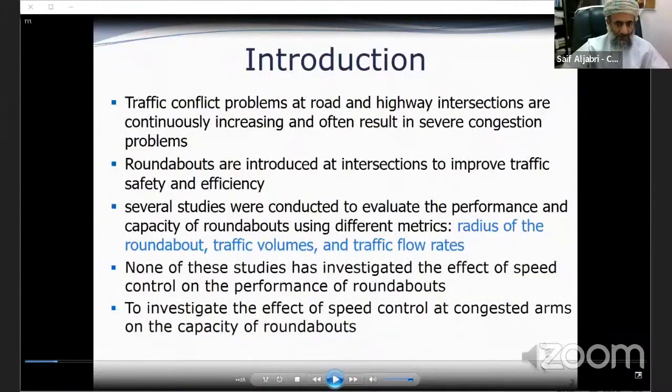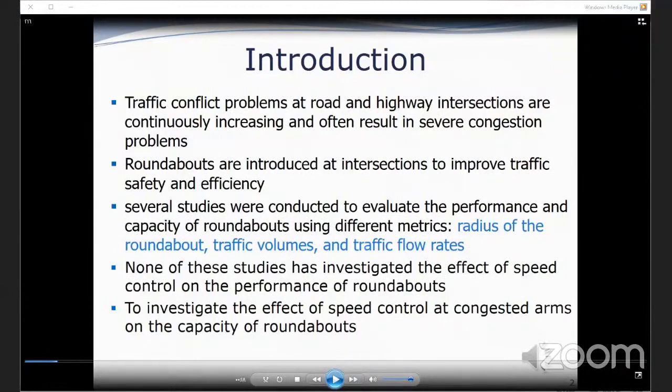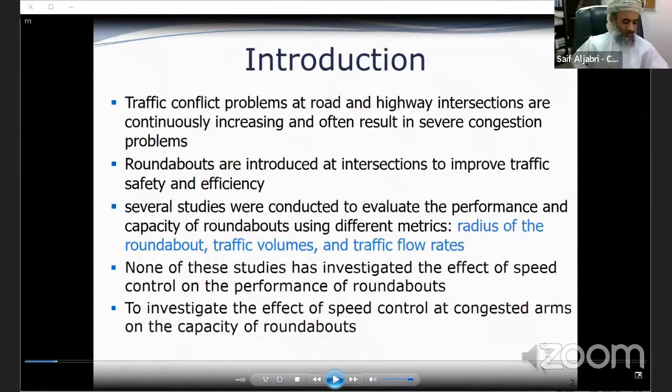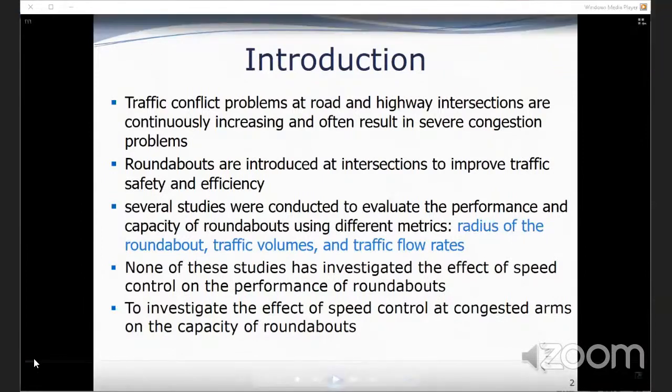The second paper from UAE is about a simulation study for speed control at congested arms of roundabouts. The roundabout is a type of intersection. Yeah, just go ahead, please, and play the recording. As requested, the authors of this paper are Ahmed Shitnau, Abdul Rauf Dirin, Muhammad Zinati, and Qutaiba Tibyan.